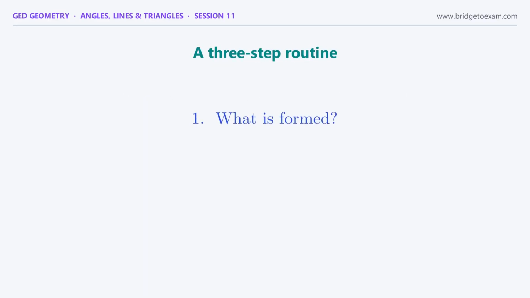Here's a reliable three-step routine you can use on any problem. Step 1. Ask what is being formed: a straight line, a right angle, a crossing, parallel lines, or a triangle. Step 2. Decide which rule fits: complementary, supplementary, vertical, corresponding, or the triangle angle sum. Step 3. Add or subtract to find the missing angle. Name the relationship first, and the arithmetic becomes easy.